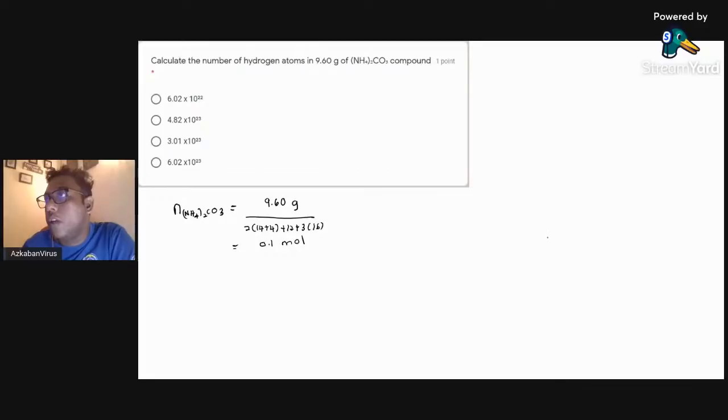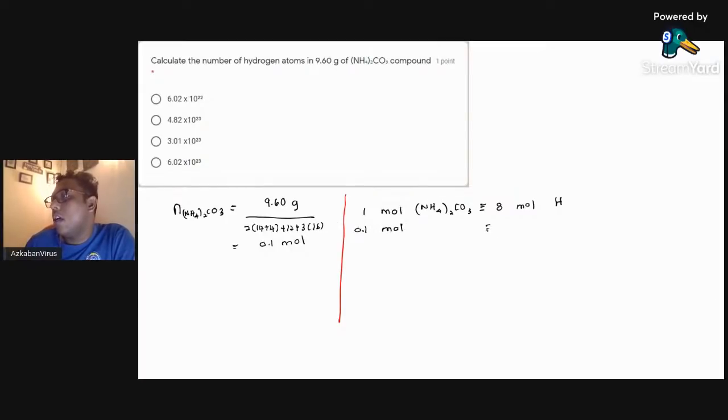That's right, well done Syazwan. We know that in 1 mole of (NH4)2CO3 we have 8 moles of hydrogen. So if we have 0.1 mol, we will have 0.8 mol of hydrogen. And from here, what can we do?